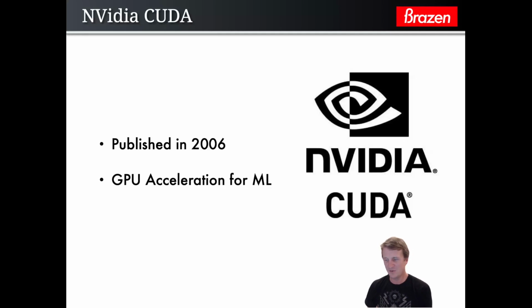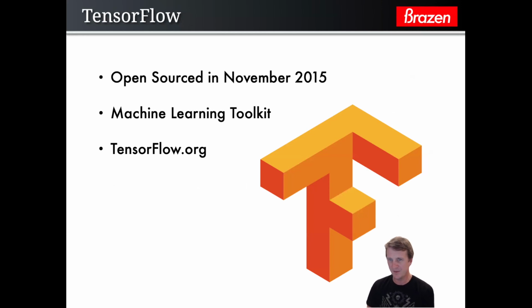So we're going to go all the way back to 2006. A technology was released called CUDA. And CUDA is a much more human-friendly layer for the NVIDIA GPU line and allows for acceleration for ML. A few years after that, a toolkit was open sourced, spun out of Google, in November of 2015. It's a machine learning toolkit by the name of TensorFlow.